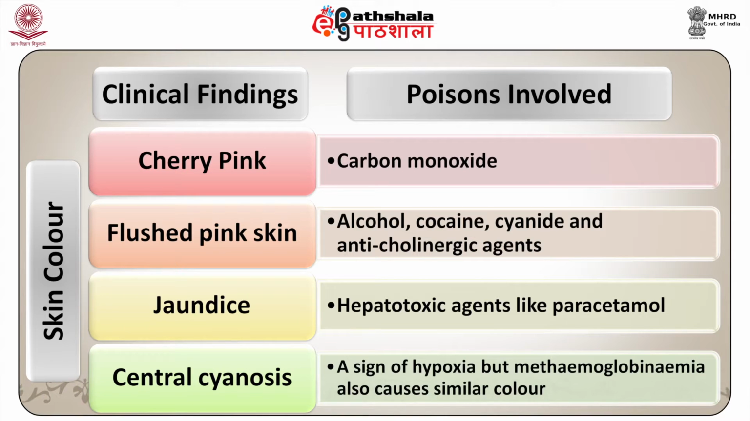If it is cherry pink, then it means it has the poisoning of carbon monoxide. If the skin color is flushed pink skin, then the poisoning must have been caused due to alcohol, cocaine, cyanide and anticholinergic agents. If it is jaundice, then it has been caused by hepatotoxic agents like paracetamol. And in case of central cyanosis, a sign of hypoxia, but methemoglobinemia also causes similar color.